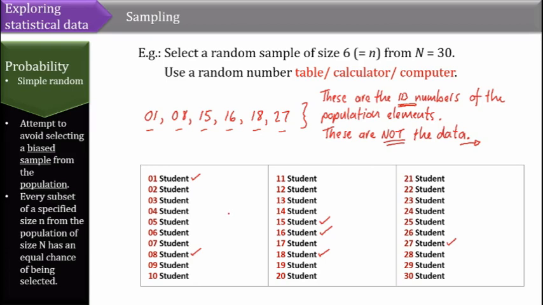It doesn't tell us anything about the element that was selected, right? It doesn't tell us anything about the student that was selected. Once we start gathering information from the students, then we'll have data. So if, for example, we ask the student what degree they are doing, then that will be data that we're collecting. If we ask them what is their height, then that will be data that we are collecting. But as it is here, it is simply a list of ID numbers.